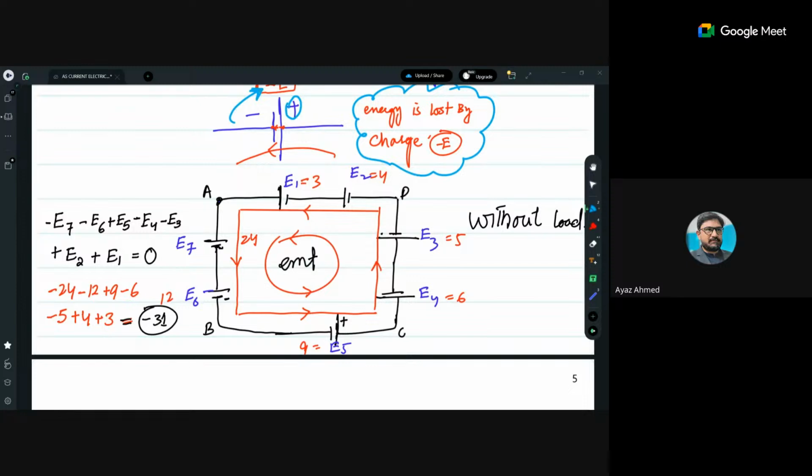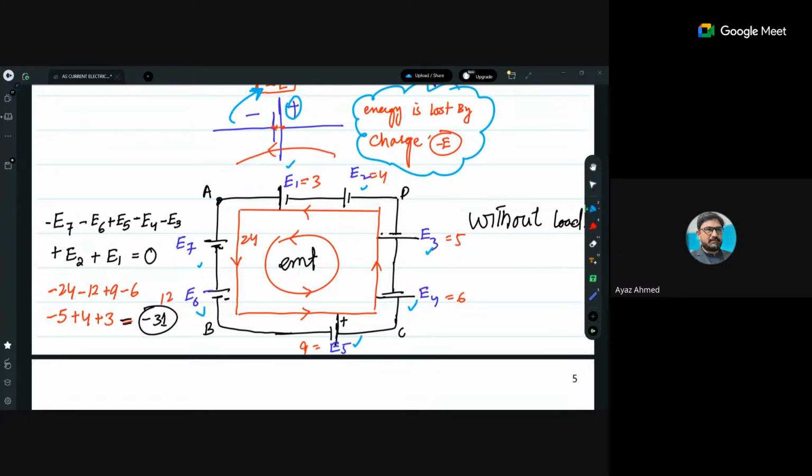Do you get it? There are several energy loops, and these energy sources are in different formations. For example, your E1 is here, E2 is here, E3, E4, E5, E6, and E7. There are 7 EMF sources I have put just to make it clear where EMF will be taken as positive and where EMF will be taken as negative.